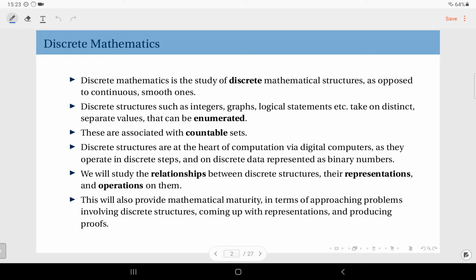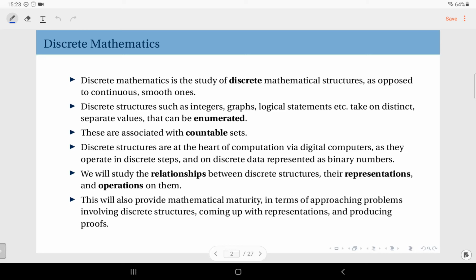So this also emphasizes the importance of representation in discrete mathematics. We will study, obviously, the definition of certain discrete structures and their relationships, which is important, also representations and operations on them. For instance, take sets, especially discrete sets. We will define operations on them, representations, and relationships. And for instance, take graphs. We'll study graphs towards the end of this course. How can we represent graphs, right?